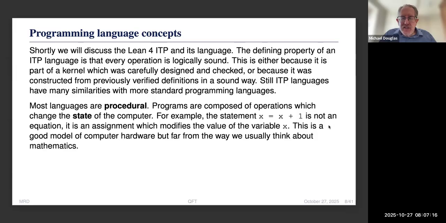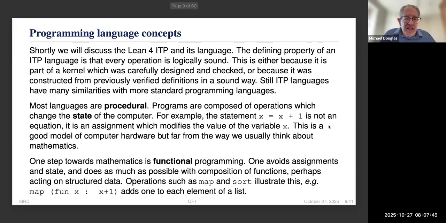And of course, that's nonsense as an equation, it just has no solution in the finite numbers. But it's a meaningful statement because what it says is to assign the variable x its new value, its previous value plus 1. So you think of x as a little box holding a number. That's a very good model of the computer hardware, but of course it's very far from the way we think about mathematics. So with only these ingredients, you would have a very hard time expressing any mathematics.